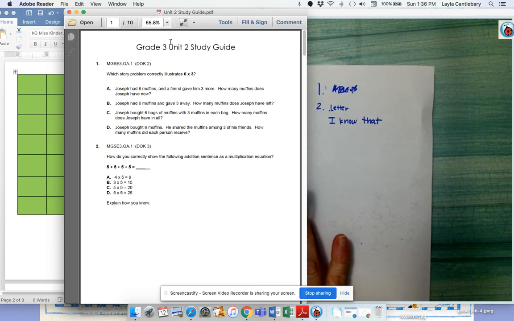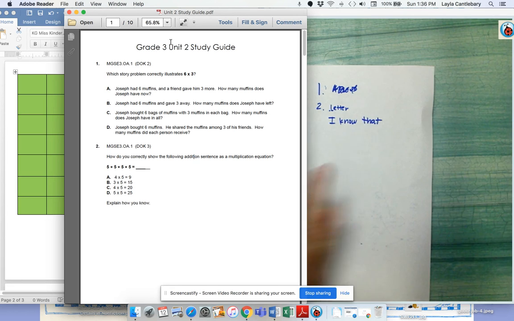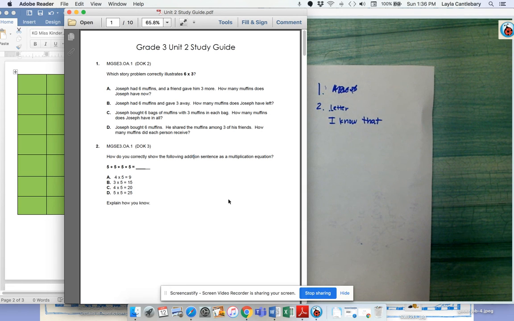So if you can't print it, you can look at it and write your answers and then take your picture of your answers. Okay? All right, and show your work that way. All right, advanced math, let me know if you have any questions.